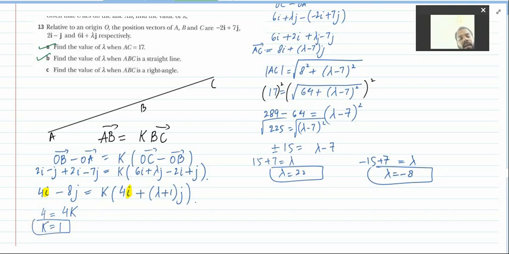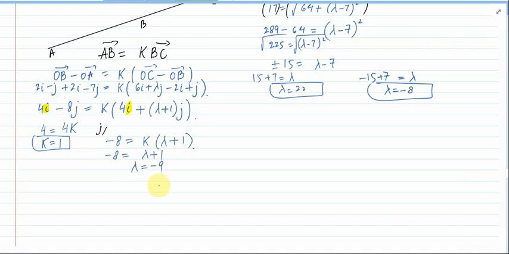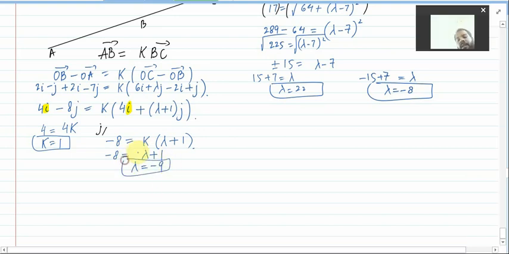Similarly, if we compare the J coefficient, that will be minus 8 on the left side, and on the right side it's K times lambda plus 1, right? Now we have the value of K, that is 1, so minus 8 is equal to lambda plus 1 and lambda is equal to minus 9. Alright, so that is your final answer.